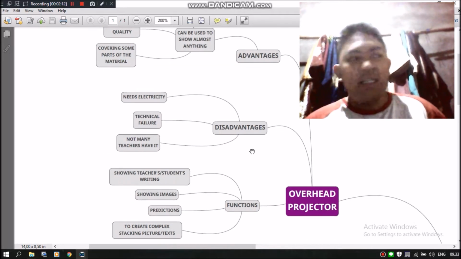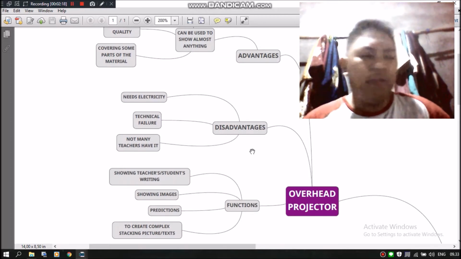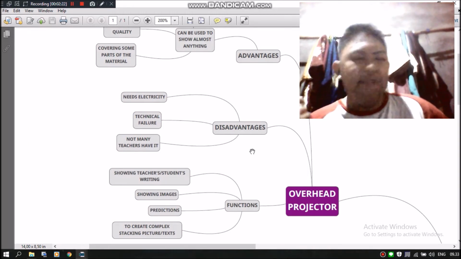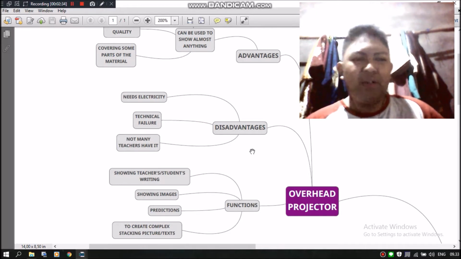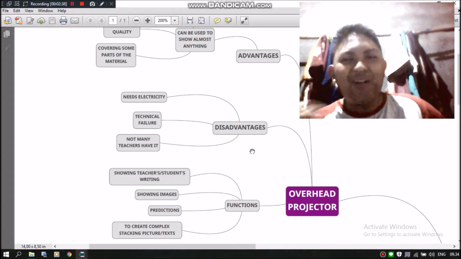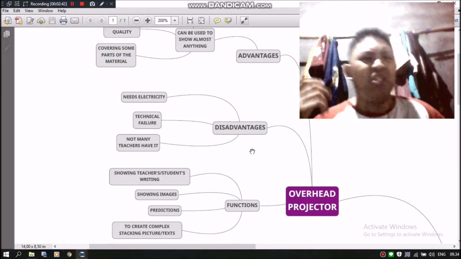And because it's a mechanical machine, it also can suffer from technical failure, which I have to be honest, I've never seen an overhead projector before. But when I look it up in Google, the machine is quite complex and big. So if it suffers from technical failure, yeah, you're done. You need to find someone who's capable of fixing it, because it's a mechanical machine.